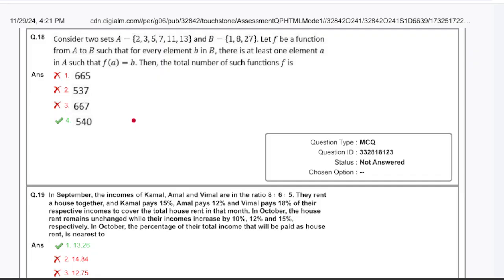CAT 2024 slot 1 QA. The question number 18 we are at. Now this is from the relation and functions.